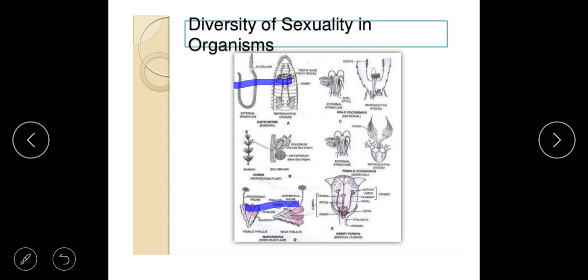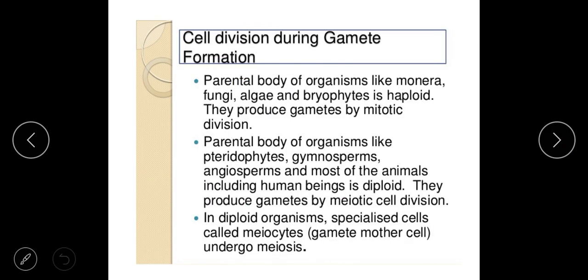Let us see the next one, that is cell division. Now the gametes, it is easy to say that the gametes fuse, but which cell division takes place for the formation of the gametes? In 11th class you've studied mitosis and meiosis. The cell division which results in the formation of the gametes is meiosis, where the chromosome number is reduced to half.